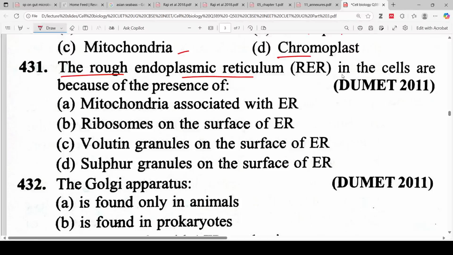reticulum in the cell are because of the presence of mitochondria associated with endoplasmic reticulum. This is not correct. Ribosomes on the surface of endoplasmic reticulum, this is correct. Volutin granules on the surface, this is also not correct. Sulfur granules on the surface of reticulum, this is also not correct. So the correct answer is option B.